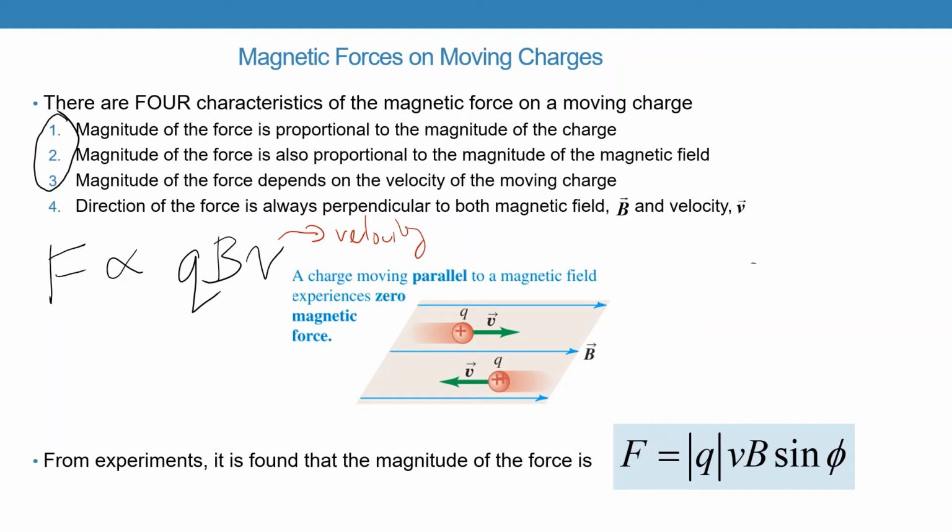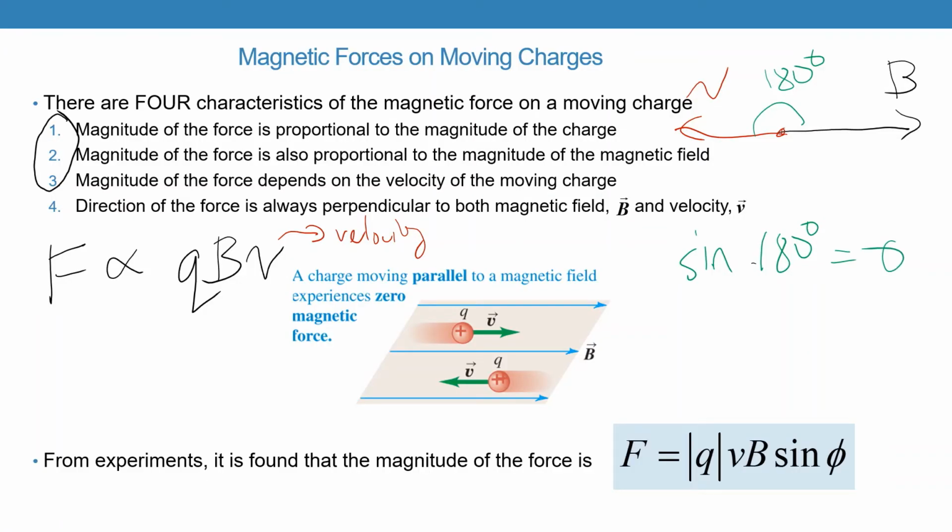What about the charge down here? The angle is not 0. The magnetic field is moving to the right, however the velocity is moving to the left. So the angle now is actually 180 degrees. Sine of 180 degrees is also 0, so the force is also 0. Combining these two, if the charge is moving parallel to the magnetic field, it will experience zero magnetic force. This equation just gives us the magnitude of the magnetic force. What about the direction?